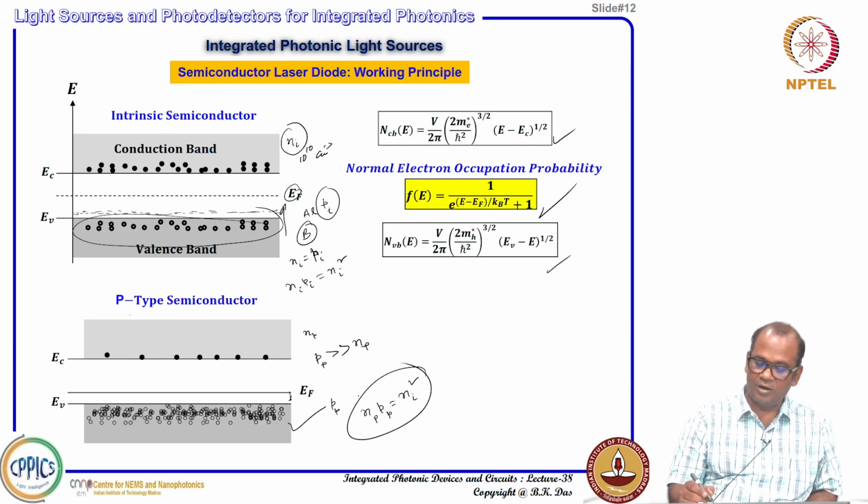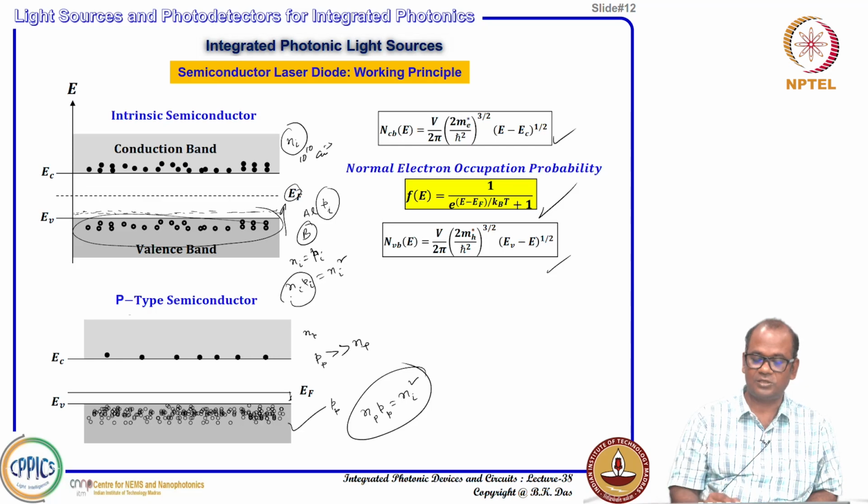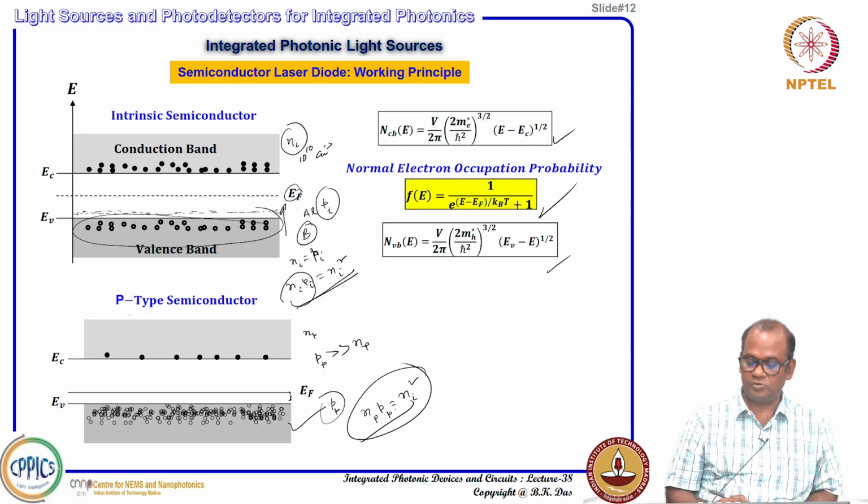You can show that whatever the situation, whether you dope or not, the electron concentration in the conduction band times the hole concentration in the valence band will be equal to n_i square. Even though you have increased the hole concentration, simultaneously your electron concentration in the conduction band will be reduced, such that the total multiplication should be n_i square. That is known as the law of mass action, which is well known in semiconductor devices.